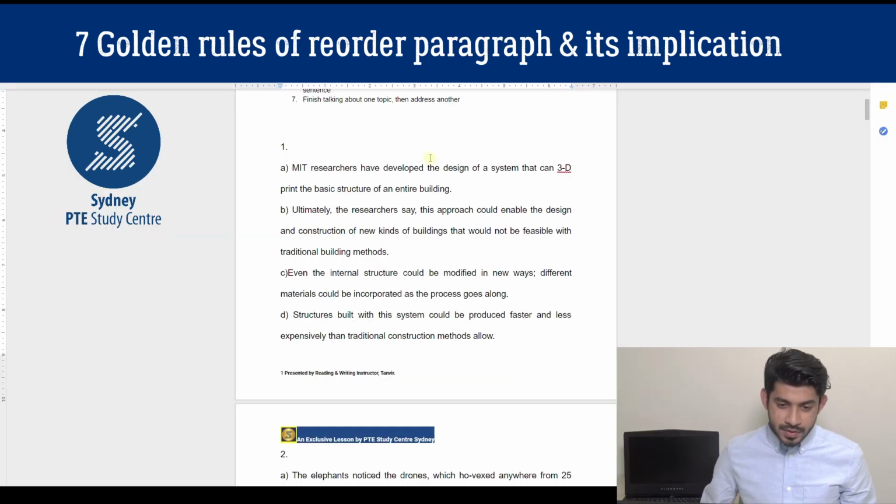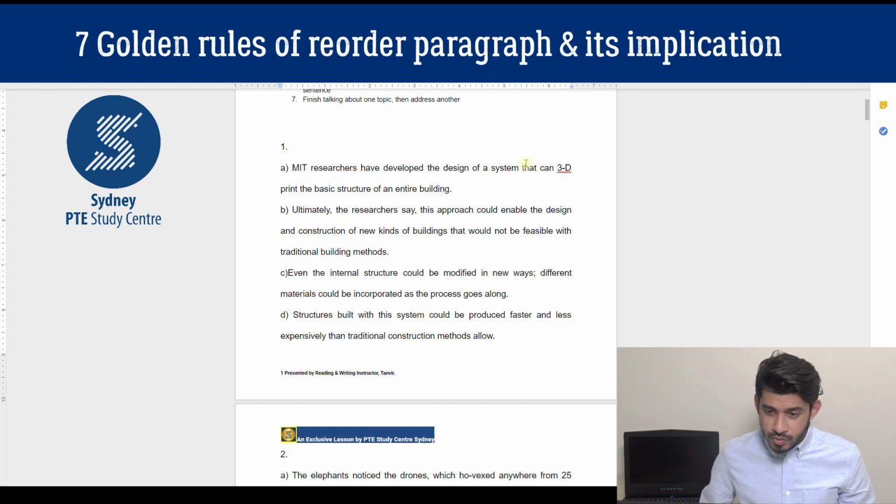Okay, so here is the first one. What I do first is quickly skim and scan for 10 to 15 seconds, or let's say 20 seconds, to find some keywords. As I can see, MIT researchers have developed a design of a system. So they have developed some system. My second sentence starts with "so", so it will never be my first sentence. Number C says, even the internal structures, talks about structures. Number D, structures built with this system.